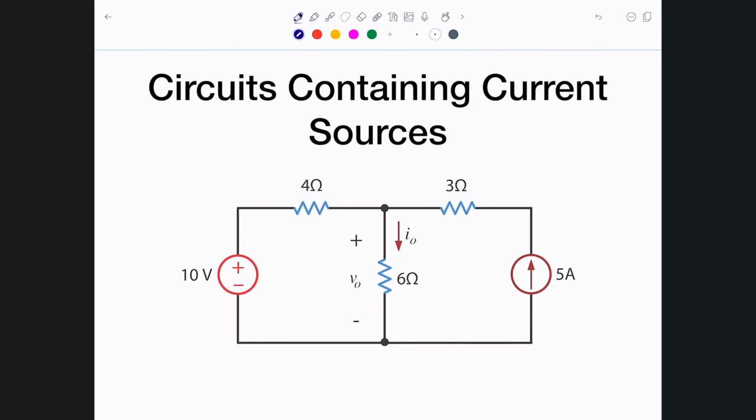What if this circuit that I'm trying to analyze using mesh current contains a current source? How would that affect my mesh currents? Well, let me show you with an example.